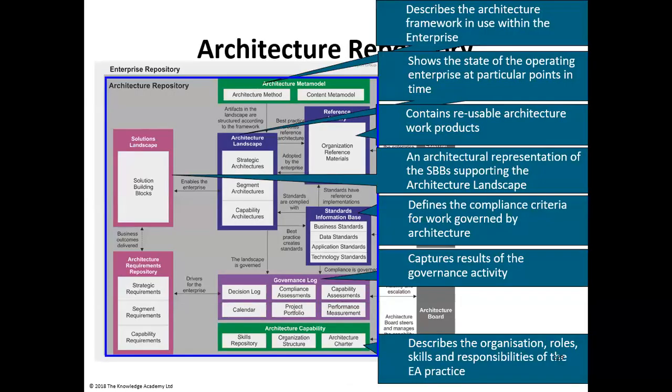Next one, architecture capability. What is architecture capability about? It is about organization capability, the roles, the skill set, all that will come under that. So anything relating to it will be part of the architecture capability.